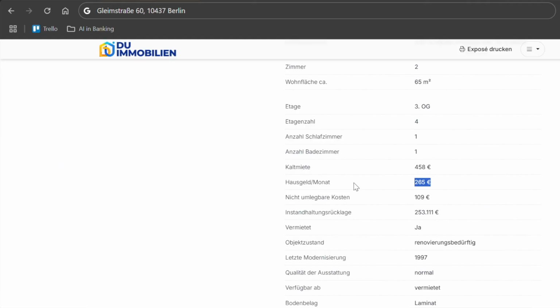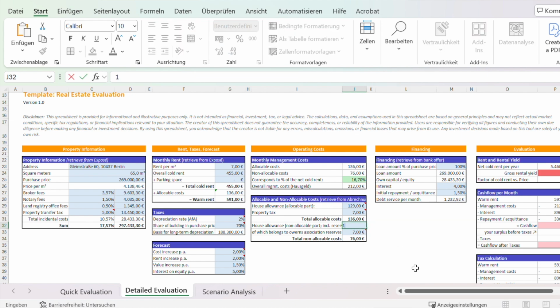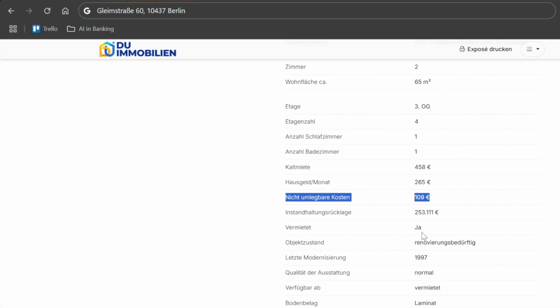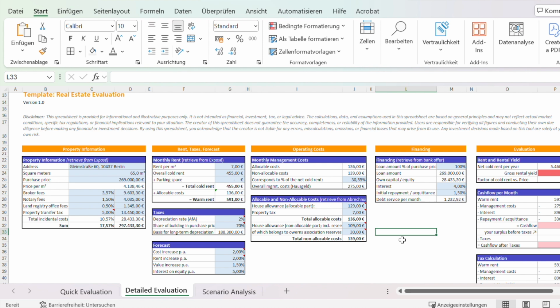Let's go back to the exposé and check out how much money you have to spend on Hausgeld. So it already says here, the nicht umlegbare Kosten are 109 euros. So that's the non-allocable costs. 109, let's put it in here. And we are not really sure how much of these 109 you put into the reserves, but usually, I don't know, let's put in 30 euros. That's usually the case. So like a third of these non-allocable costs are usually put into the reserves.